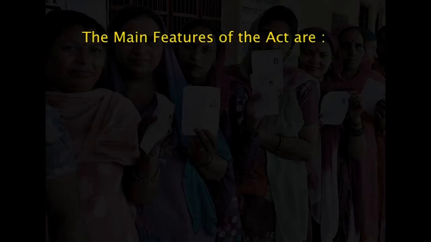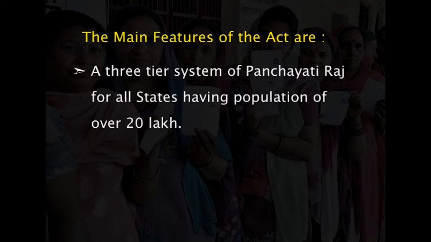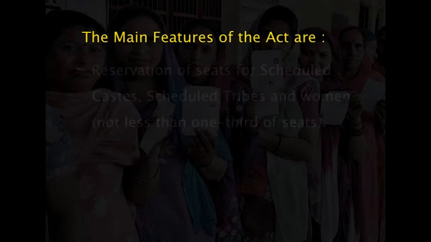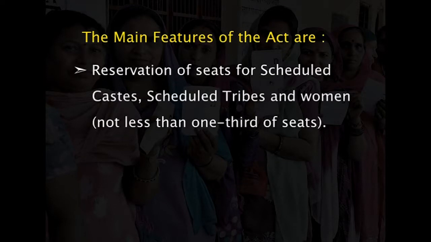The main features of the Act are: first, a three-tier system of Panchayat Raj for all the states having population of over 20 lakh. Second, Panchayat elections regularly every 5 years. Third, reservation of seats for scheduled castes, scheduled tribes and women, not less than 1/3 of seats.